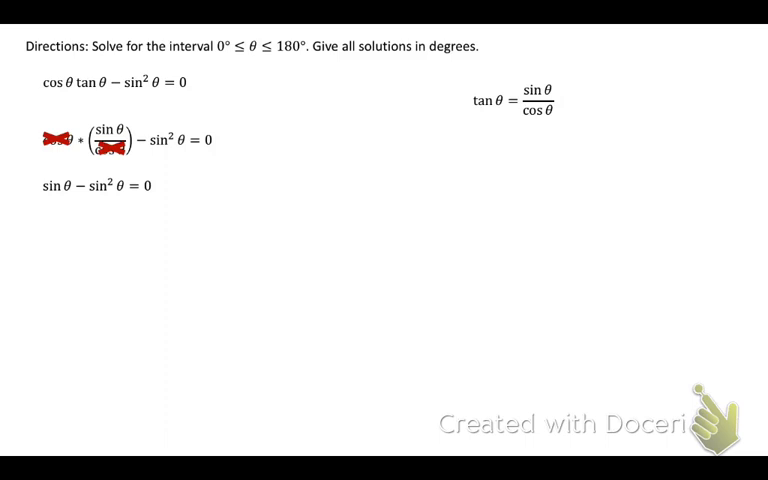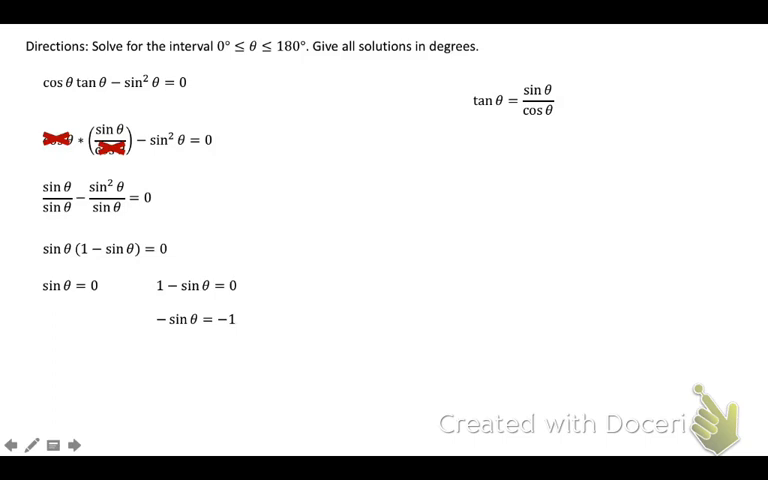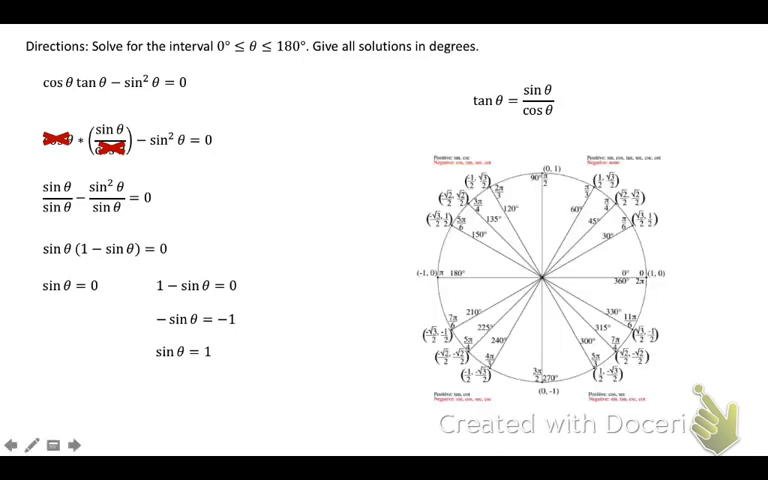Now, those both have sines in common, so I can divide a sine out, and you're left with sine of theta times 1 minus sine of theta equals 0. So then sine of theta equals 0, and 1 minus sine of theta equals 0. Subtract that 1, you get negative sine of theta equals negative 1. So then sine of theta equals 1. We're going to look at our unit circle again, see where it equals 0. That's at 0 and 180. Then it equals 1 at 90 degrees. So theta equals 0, 90, and 180 degrees.